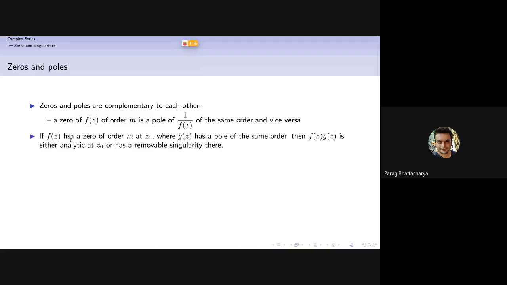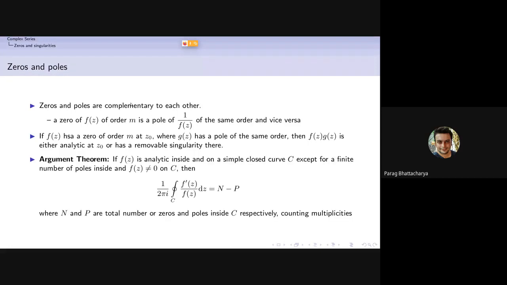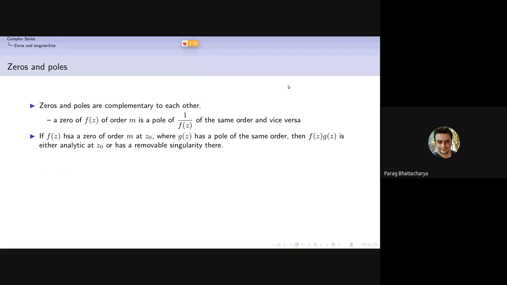Then suppose a function f of z has a 0 of order m at z naught, and some other function g of z has a pole of the same order m at the same point. Then if I multiply these two functions, the product of f of z and g of z is either analytic at z naught, or it has a removable singularity there. Important properties to remember. These are basically to help you quickly solve problems for the NET exam.